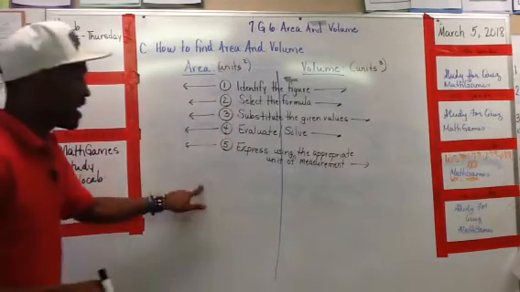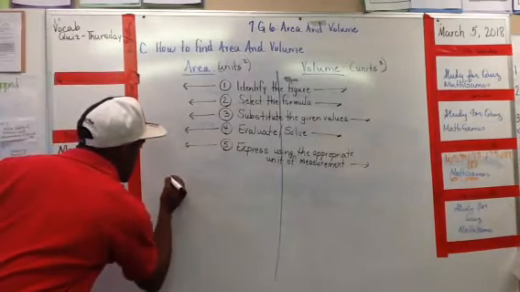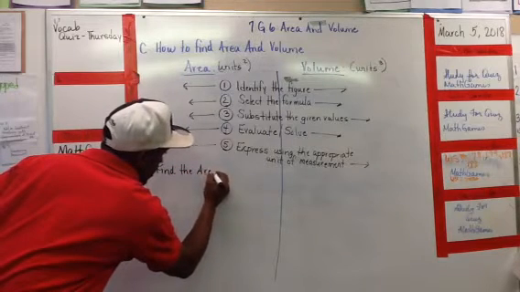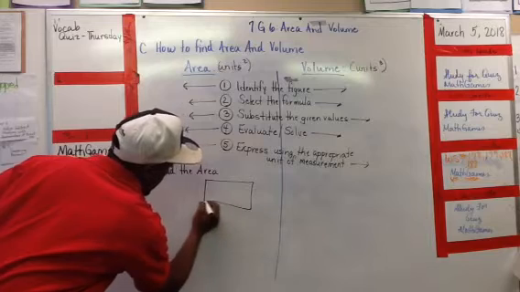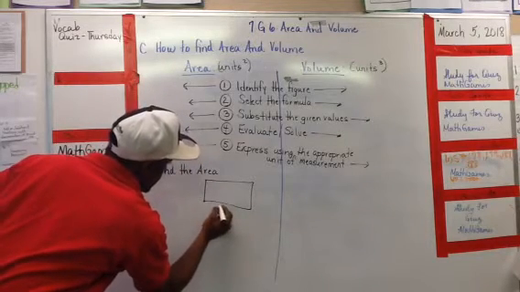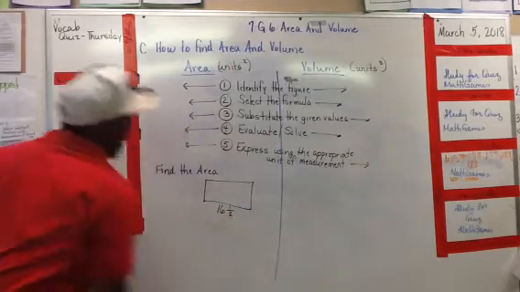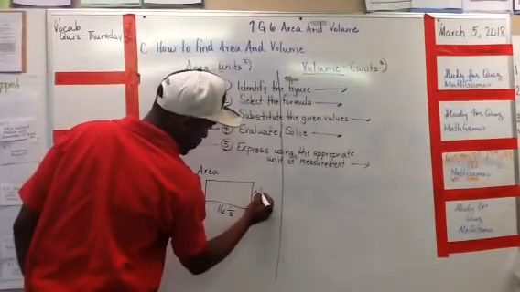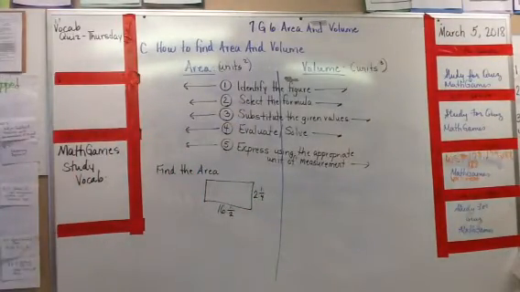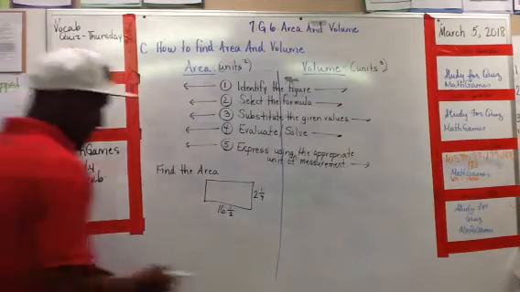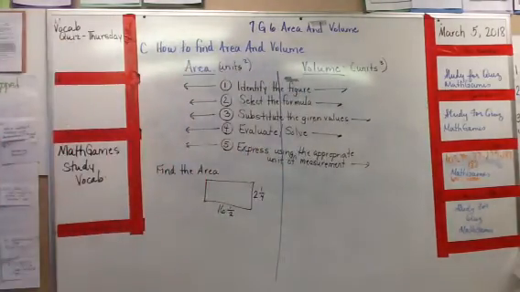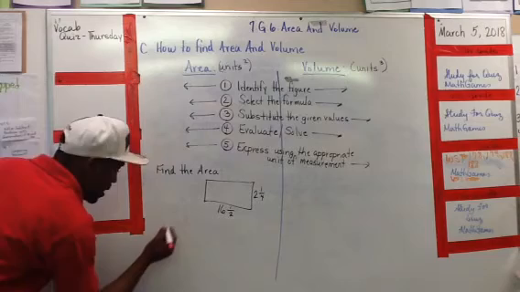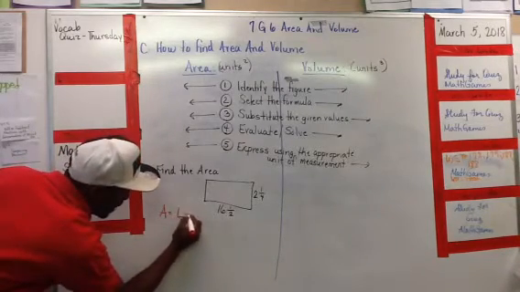So if I was to find area, your direction said find the area. Here is a rectangle. 16.5 is the length. 2 1/4 is the width. It says find the area. If I follow those steps up top, number 1 says to identify the figure. Well, I know it's a rectangle, so step 2 should be easy. When I select the formula, I know the area is equal to length times width.